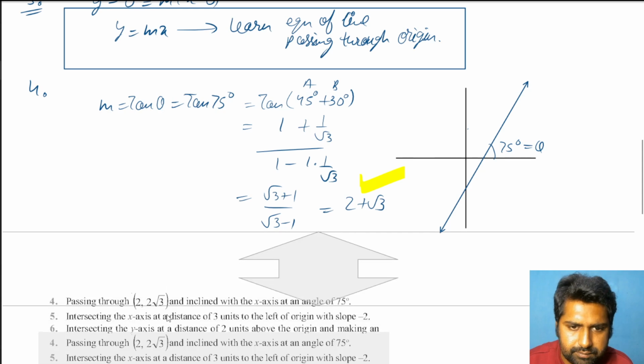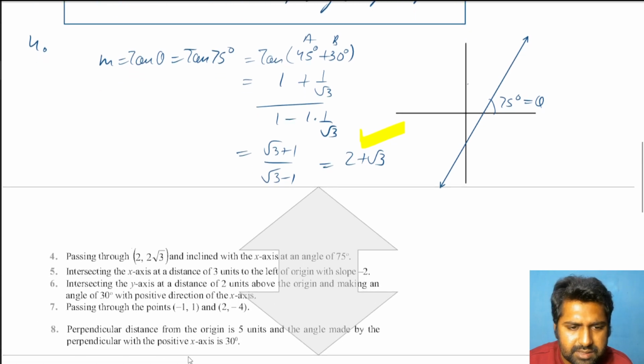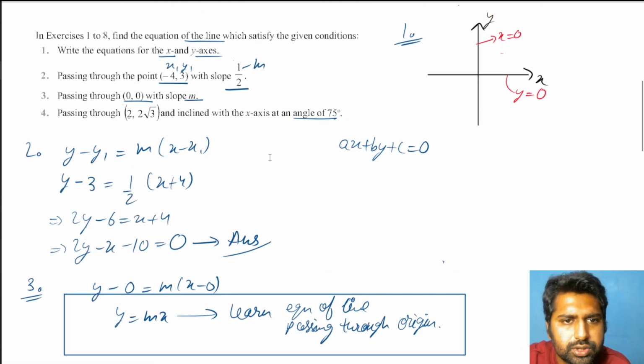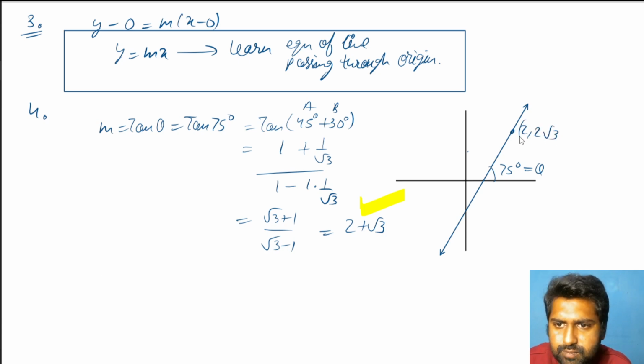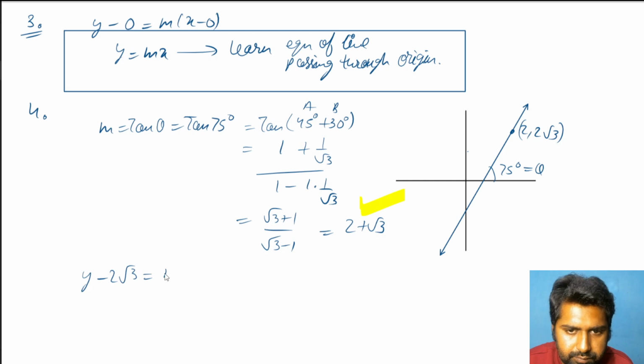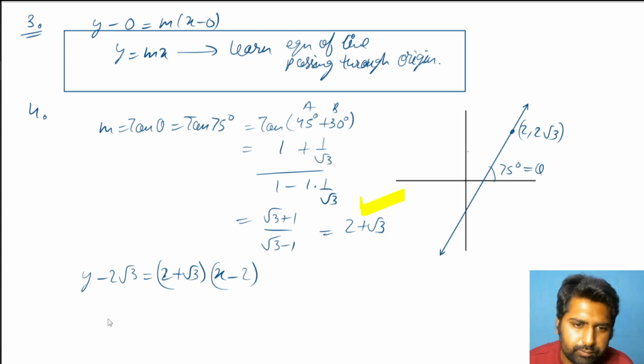Now let's see. Slope we have. I think the passing point was already given for this question. No? Fourth question. 2 comma 2 root 3. Okay, so let's use that. So there is a point 2 comma 2 root 3. So it's the slope point form, or point slope form. So y minus y1, that's 2 root 3, is equal to m, that is 2 plus root 3, into x minus x1, that's 2.